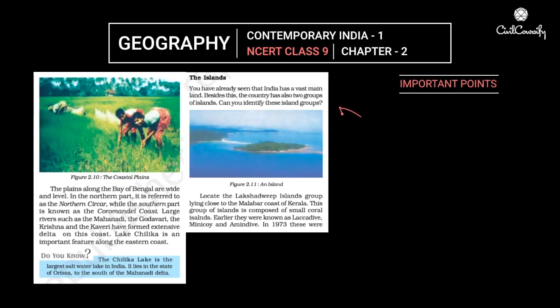Now the last one is the island groups of India. We've already located them on the map. Lakshadweep and Andaman and Nicobar Islands. Alright, so these were the physiographic regions of India.